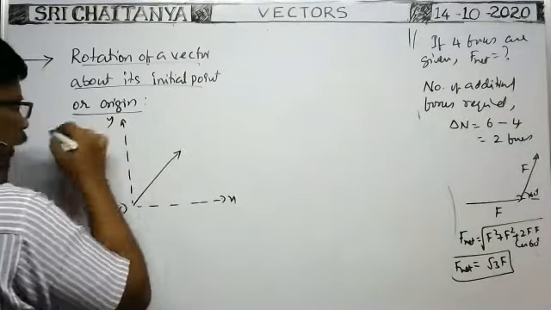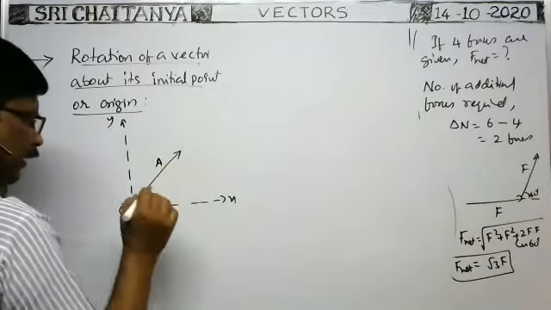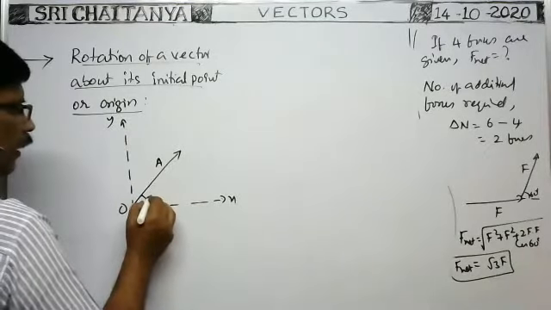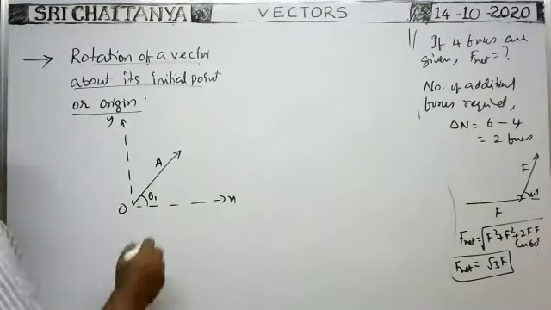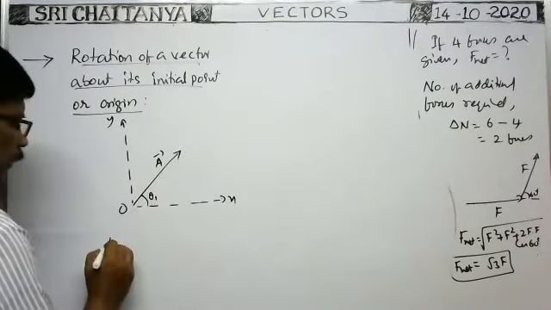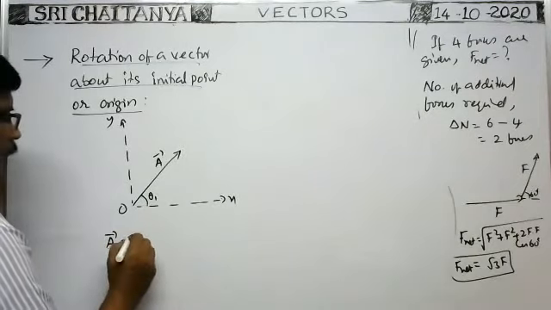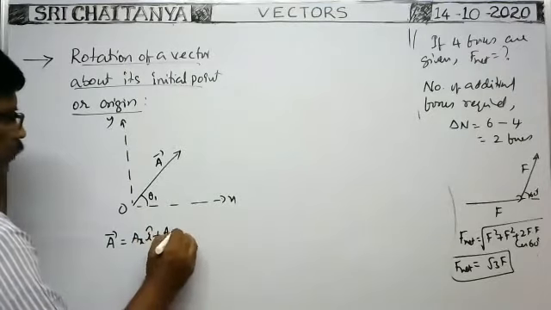It is origin, it is y-axis. Here one vector is given. The angle made by this vector with the horizontal is say theta 1. Then what about this vector a bar? Vector a bar is equal to x component of the vector into i cap plus y component of the vector into j cap.